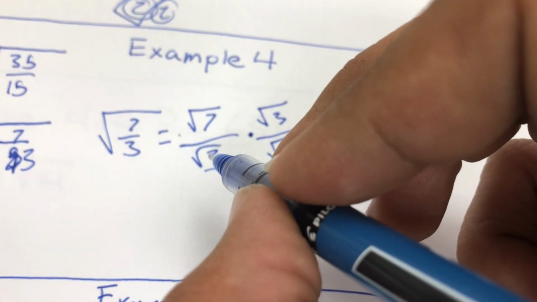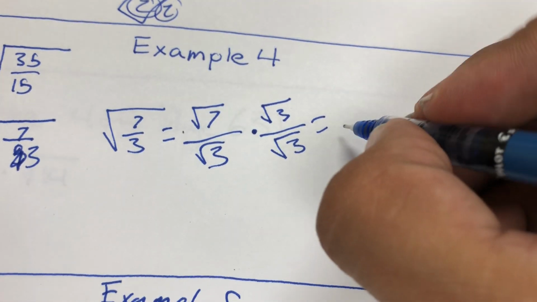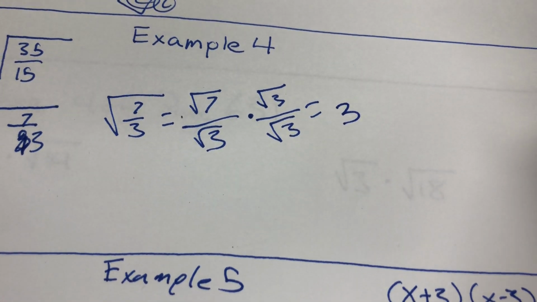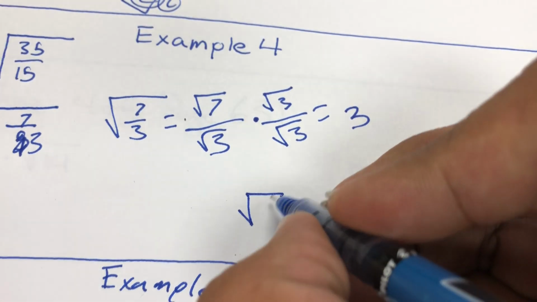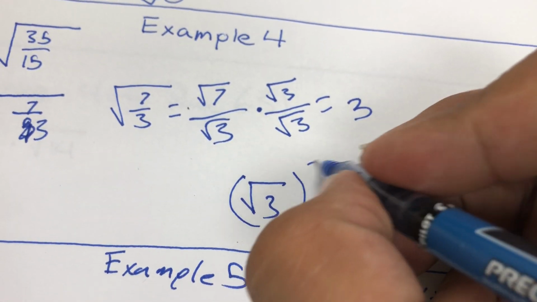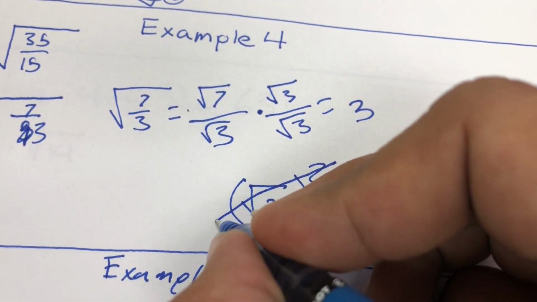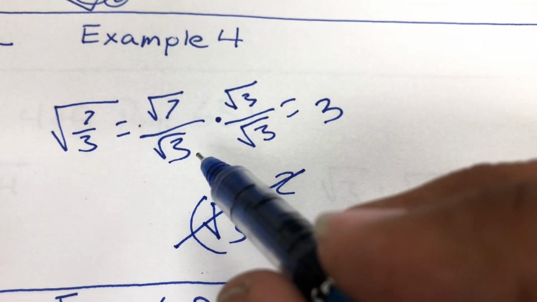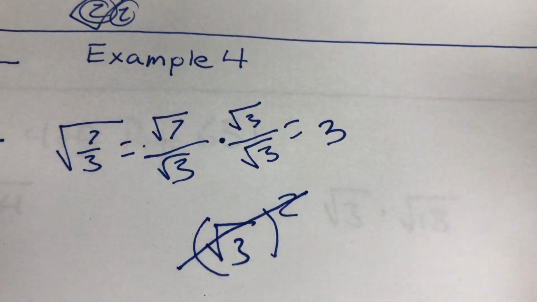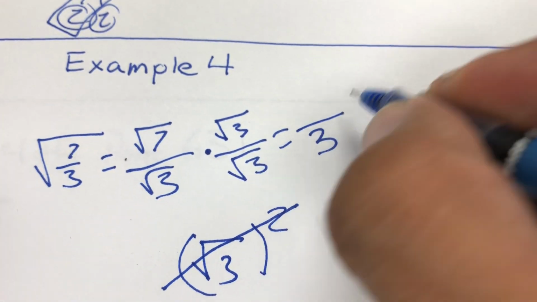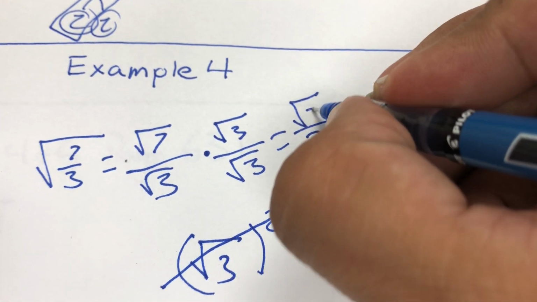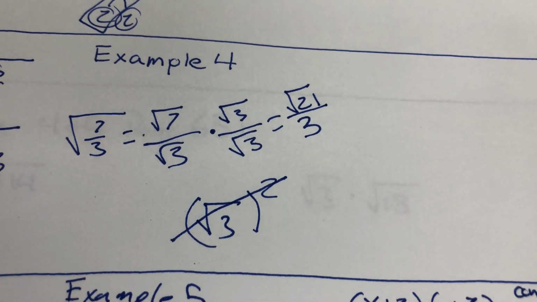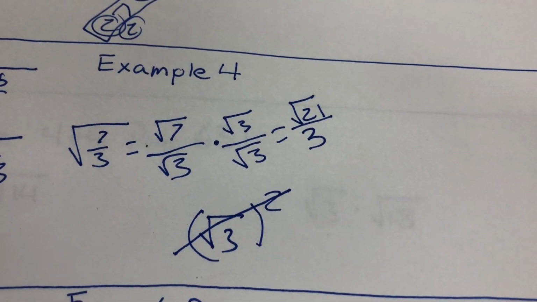Why? Because this times itself actually just makes 3. Why, Mr. Castros? Because the square root of 3 squared cancels the squared and the square root. Which is what's happening here. Square root of 3 times itself gives you 3. Then on the top becomes the square root of 21. And now I'm done. Very easy.